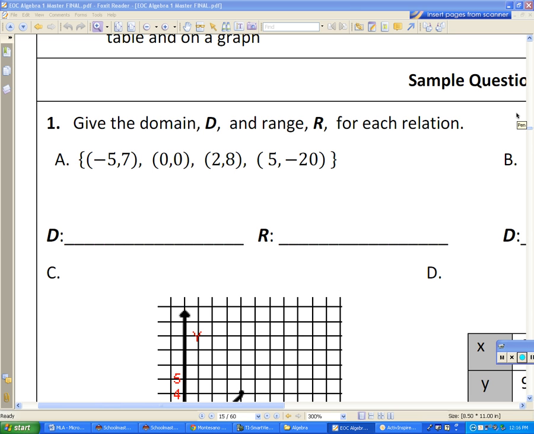Okay, so this is something that we have talked about before. Give the domain D and the range R for each relation. Does anybody remember what the domain is? Right, the domain is all the x's, and the range is all the y's. So the domain of this stuff right here is -5, 0.